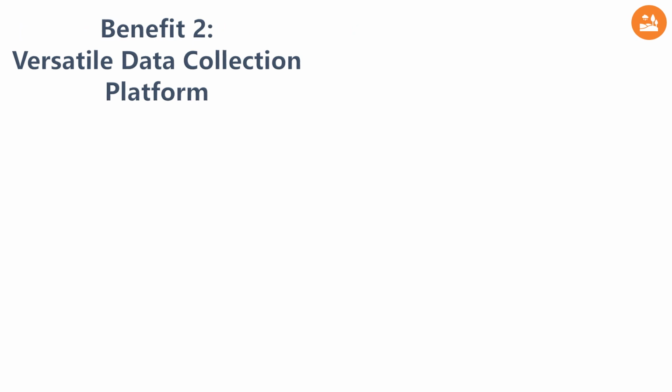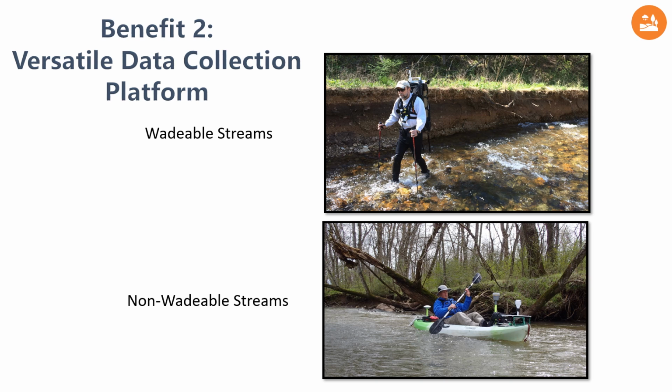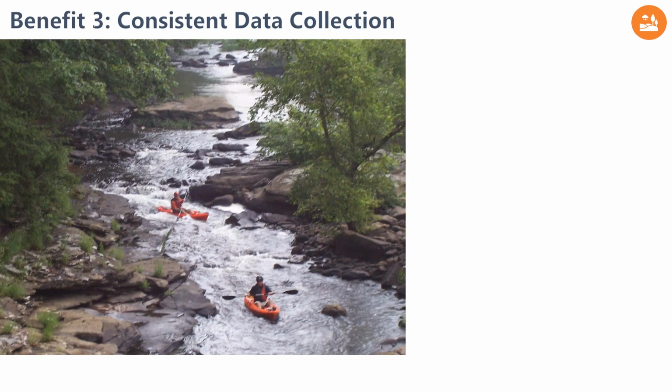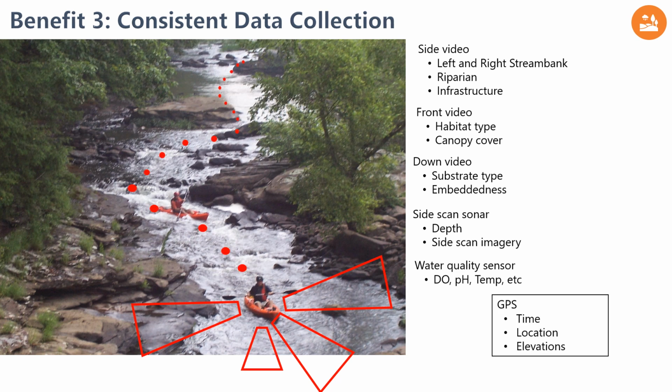The second benefit is versatility. The HDSS data collection platform can easily collect data in shallow, wadable streams, as well as deep, non-wadable rivers, or a combination of both. Regardless of stream size, all data are uniformly collected by trained personnel. The third benefit is consistent data collection over miles of streams at a resolution suitable for stream and outfall mapping. Each survey uses a standard array of video cameras, side-scan sonar units, water quality sensors, and GPS to generate continuous location and time data over long stretches of stream.